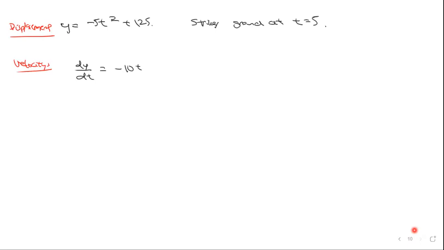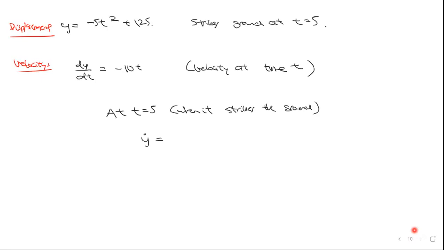The derivative of 125 is 0. So this is the velocity at time t. But we know the time. So at t equals 5, which is when it strikes the ground, then y dot, which is the vertical velocity, equals negative 10 times 5, so it's negative 50 meters per second. And that is the vertical component of the velocity, which is the answer to the question.